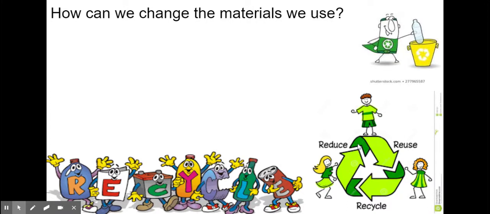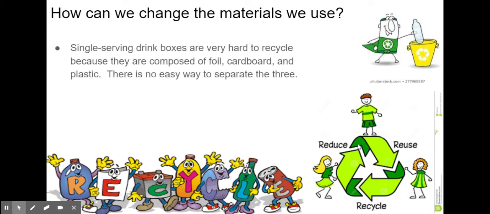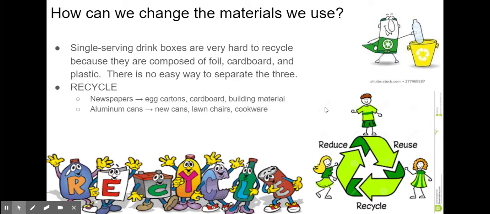How can we change the materials that we use? Single-serve drink boxes are very hard to recycle because they're composed of foil, cardboard, and plastic. There is no way to easily separate the 3. We can recycle. Newspapers can become egg cartons, cardboard, building materials. Aluminum cans can become new cans, lawn chairs, cookware. Plastic bottles can become non-food containers, insulation, toys, clothing, carpet yarn.